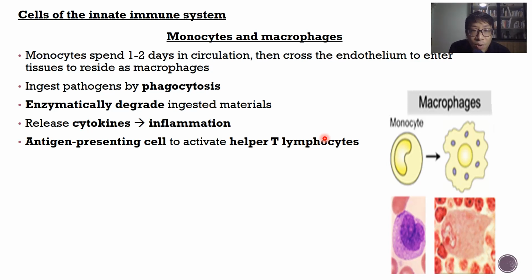Another function of monocytes and macrophages is that they release cytokines for inflammation. So the eosinophils don't do that. Neutrophils don't really release cytokines as well. It's mostly the monocytes and macrophages. And they also serve as antigen-presenting cells to activate the helper T cells of the adaptive immune system. We talk about what this antigen presenting is in the next lecture. Just know that macrophages and monocytes are antigen presenting cells for now.